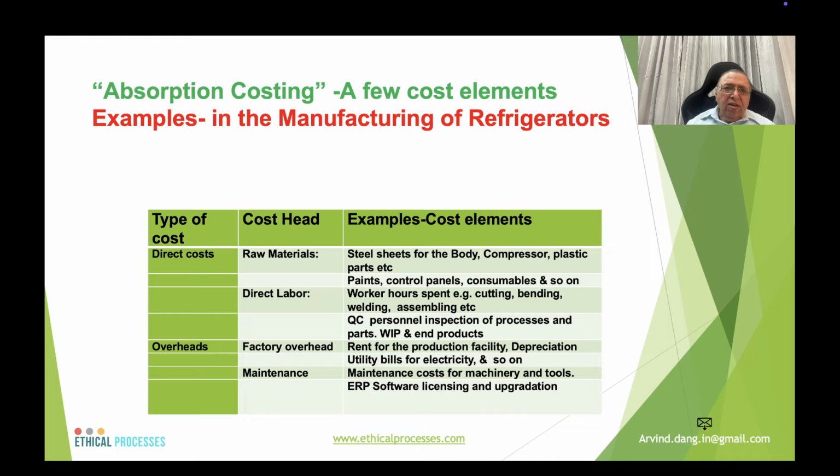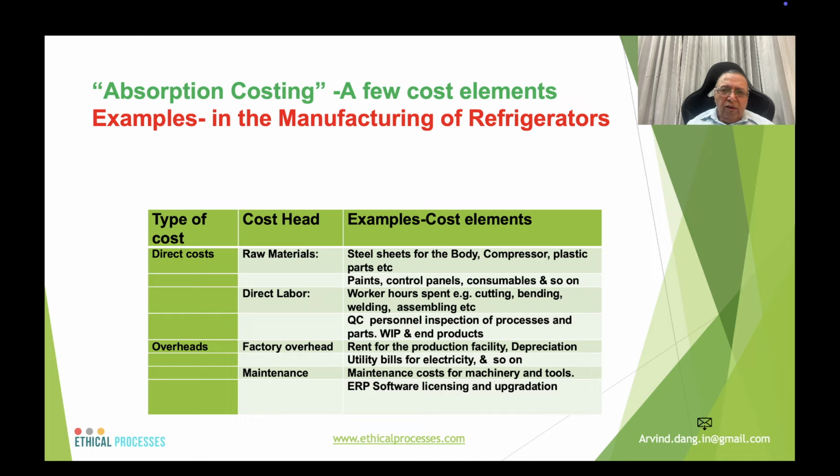So let's look at the direct cost, raw materials. The examples of cost elements are, in this case of manufacturing of refrigerators, the steel sheets for the body, the compressor, the plastic parts, paints, control panels, consumables, and so on and so forth. There can be hundreds of items. Direct labor includes work hours spent on cutting, bending, welding, assembling, etc., and quality control personnel inspection of process and parts, WIP and end products.